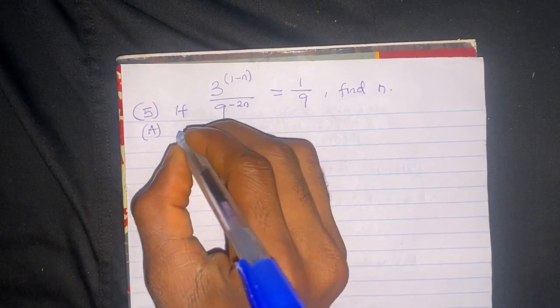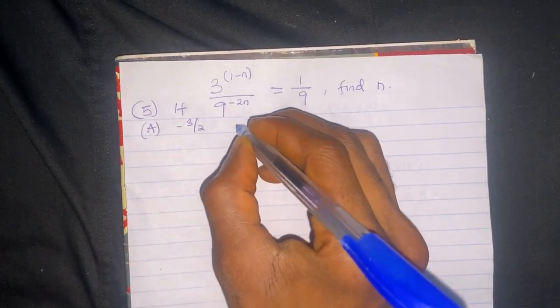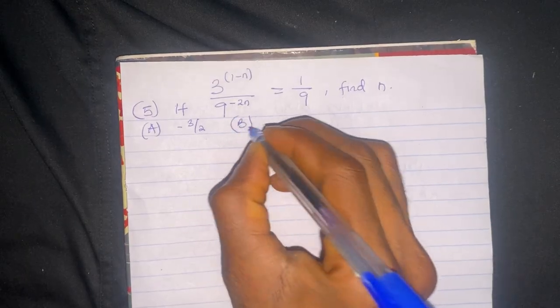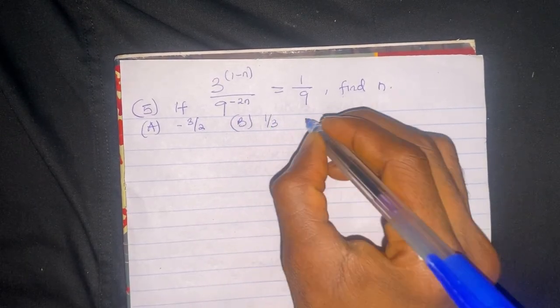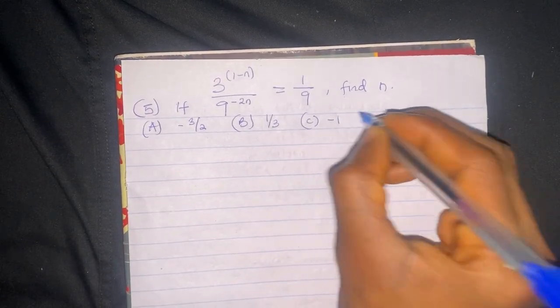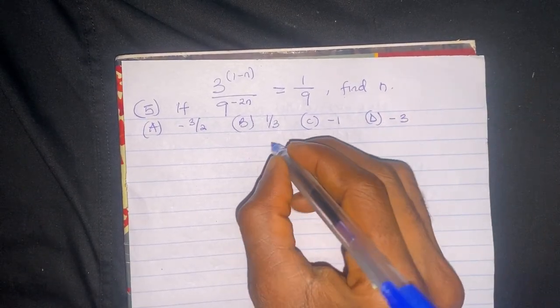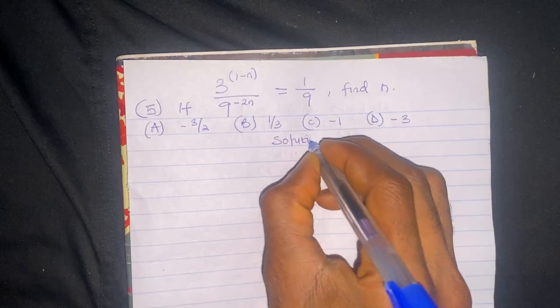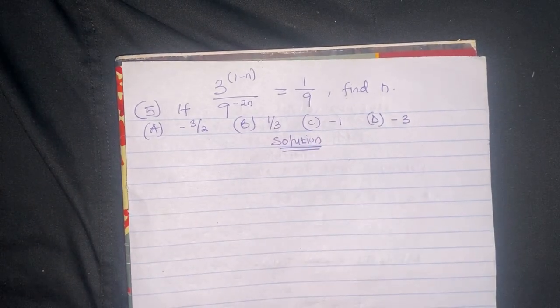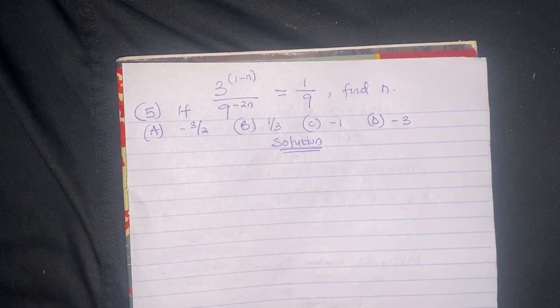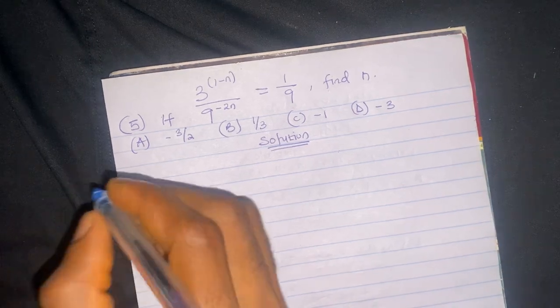Option A, we have minus 3 over 2. Option B, we have 1 over 3. Option C, we have minus 1. And option D, we have minus 3. So solution, let's solve this question together, step by step, brick by brick. So we have step 1.